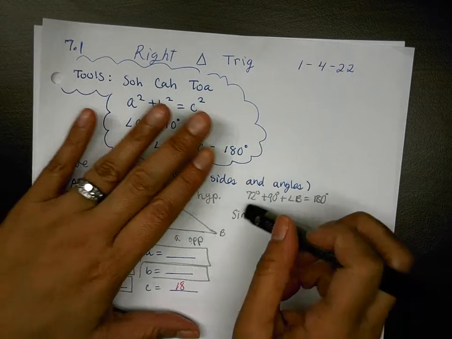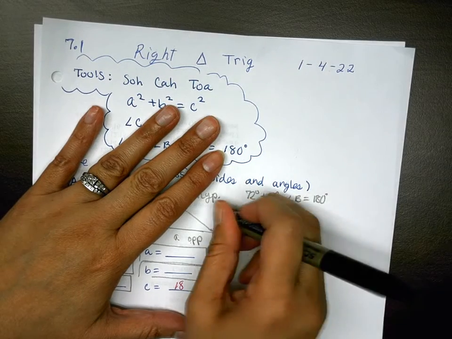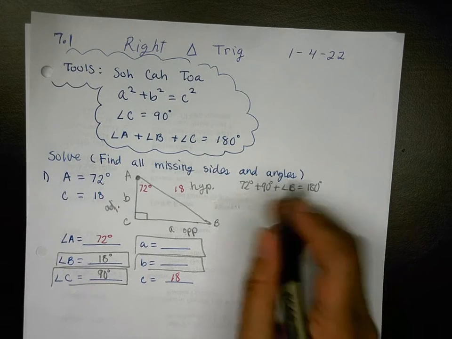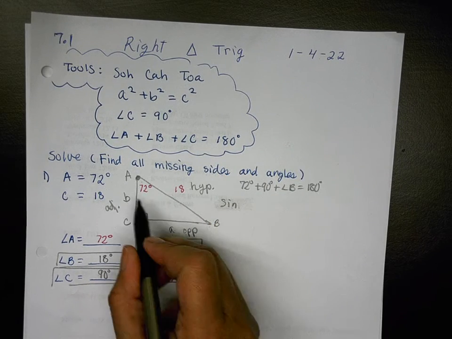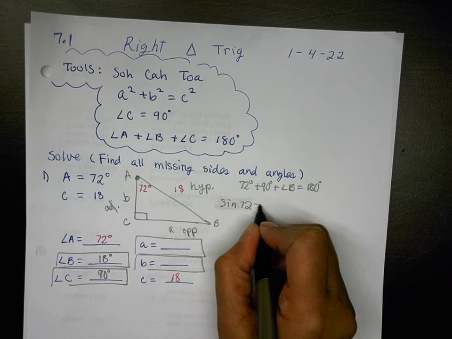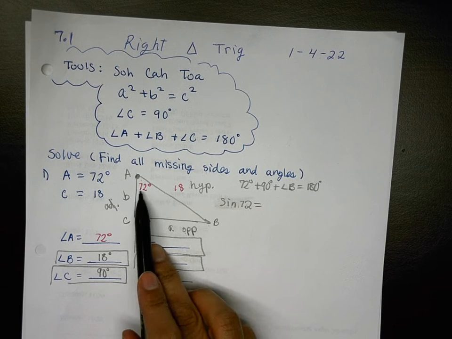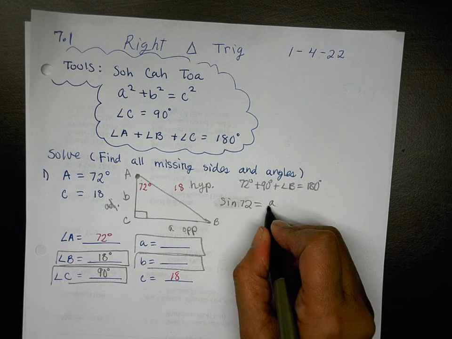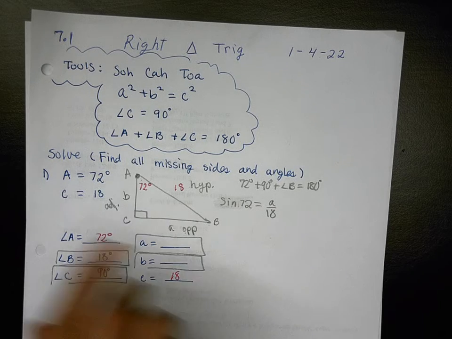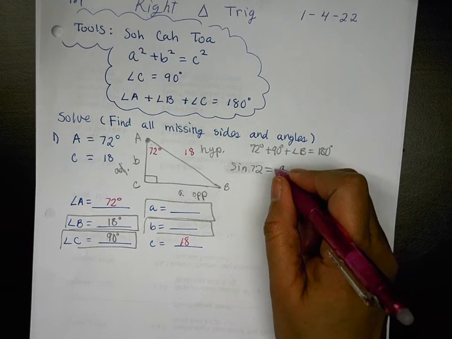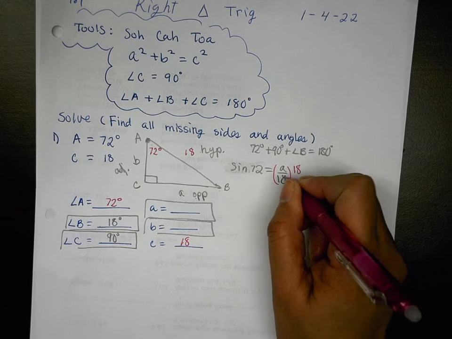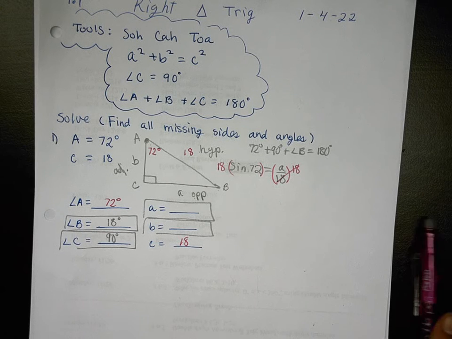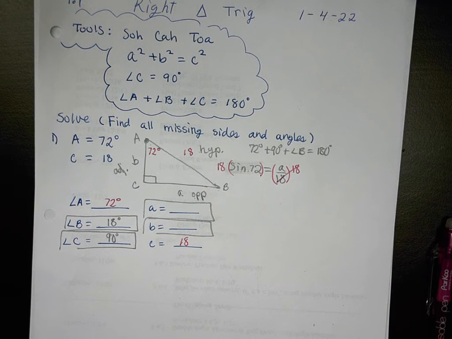of what? Sine of what? 72 degrees equals opposite over hypotenuse. So A over 18. And what do I multiply both sides by? 18. Gone. Multiply by 18. Do you guys see how that works?